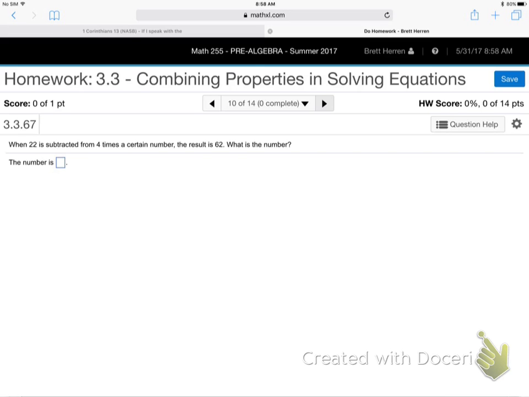Okay, so 22 subtracted from. What does that mean, subtracted from? Yeah, so those words, subtracted from.